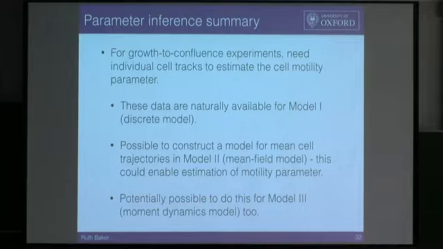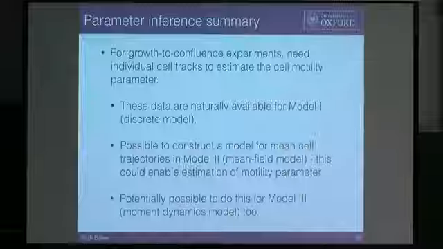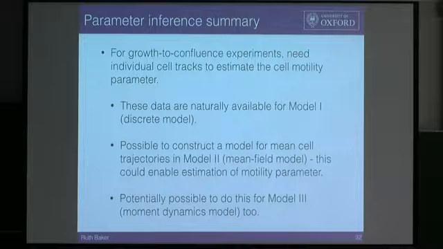For these growth-to-confluence experiments, where I try to put my cells down uniformly at random, I need to get individual cell tracks as well as count cell numbers in order to estimate both the motility parameter and the proliferation parameter. These data are naturally available in Model 1, right? They're very easy summary statistics to get out, so Model 1 is a very good choice if you definitely need cell tracks to infer, in this case, the motility parameter.